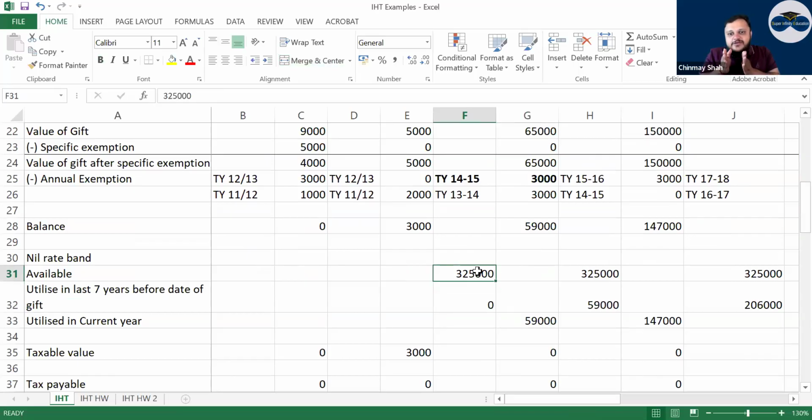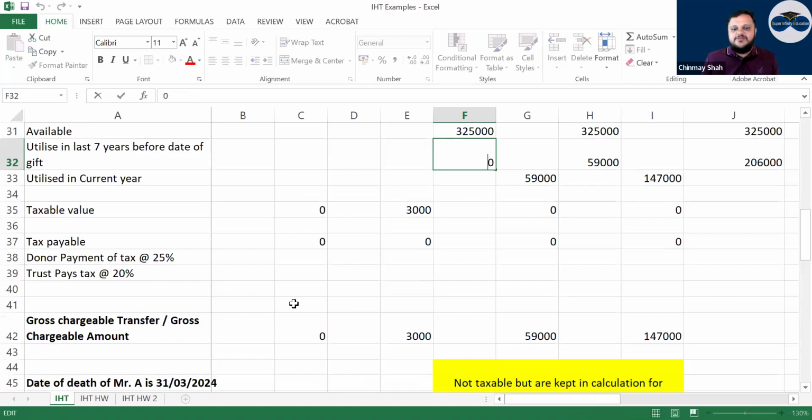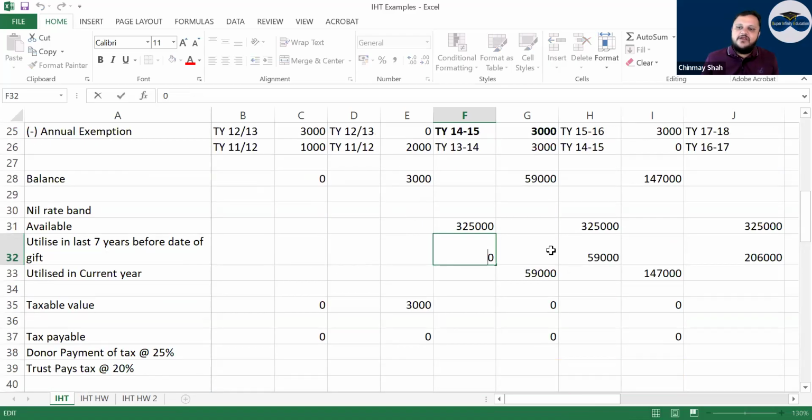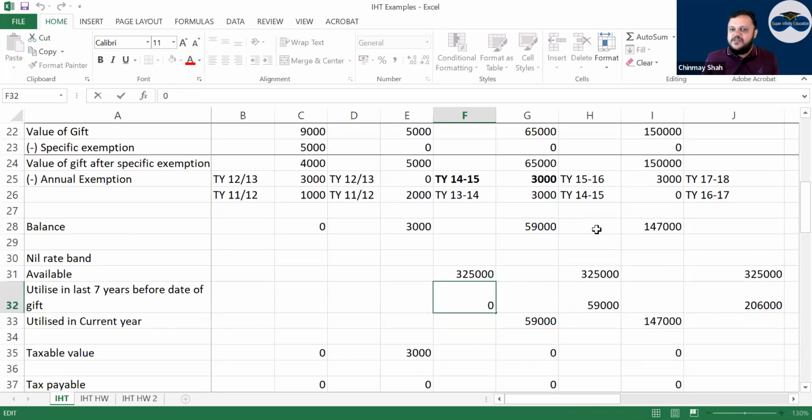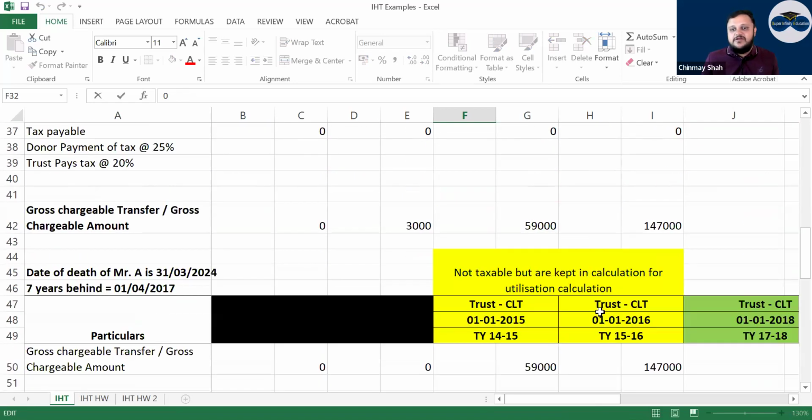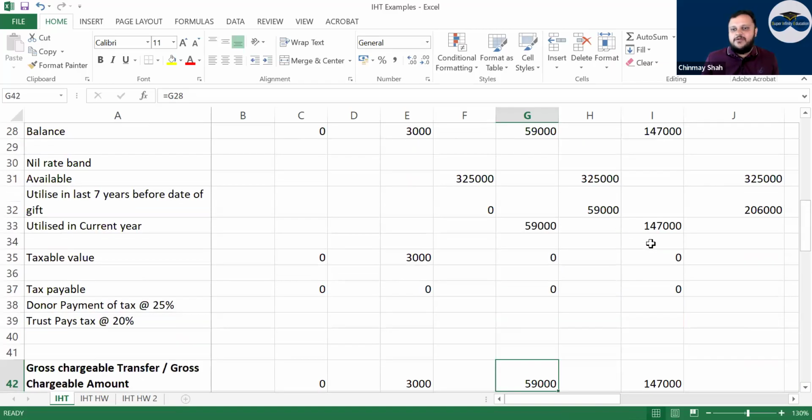For calculating the utilization, you go from the date of gift, go back 7 years and see whether any gifts are made. If any gifts are made, you take the GCA or GCT amount of the gift and try to utilize it here. But here when you went back 7 years behind, there was no CLT. This only happens against CLT utilization, right? But come to the next gift. Now this 59,000 will only become your GCT or GCA. Gross chargeable transfer or gross chargeable amount.